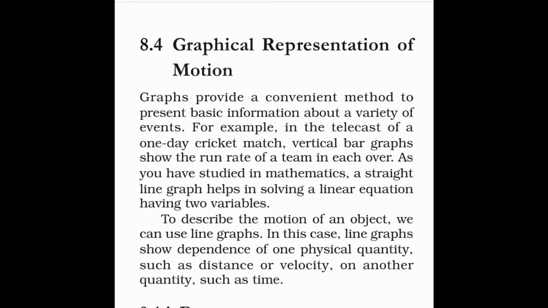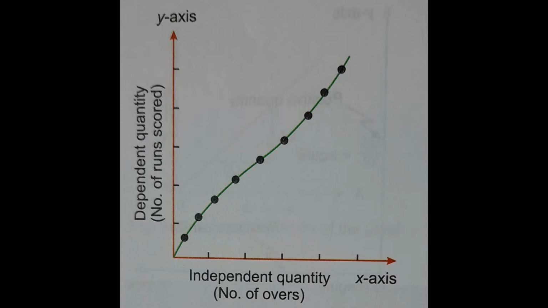One of the two quantities to be plotted can be changed independently while the other depends on it. The quantity which can be changed independently is called the independent quantity, while the other which depends on it is called the dependent quantity. Generally, the independent quantity is plotted on the x-axis and the dependent quantity on the y-axis.